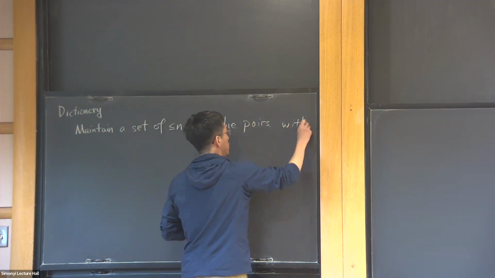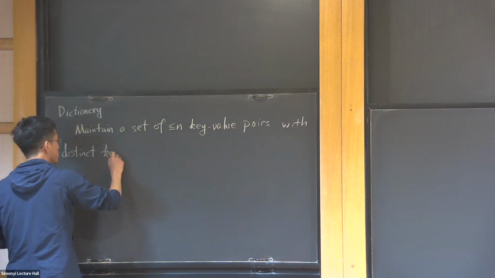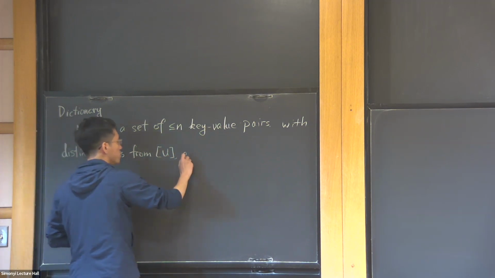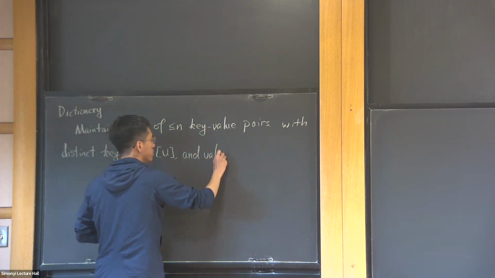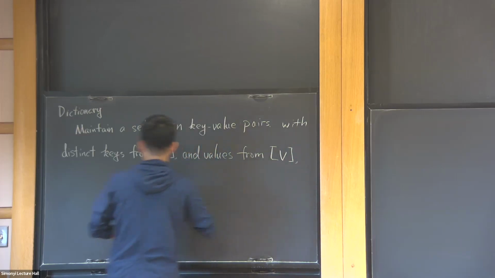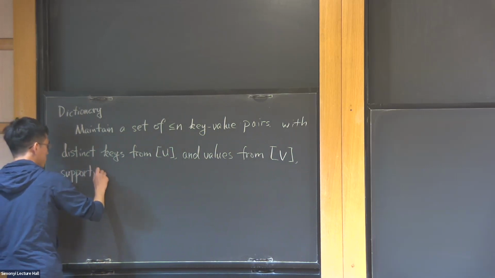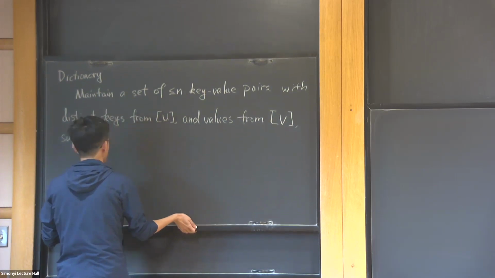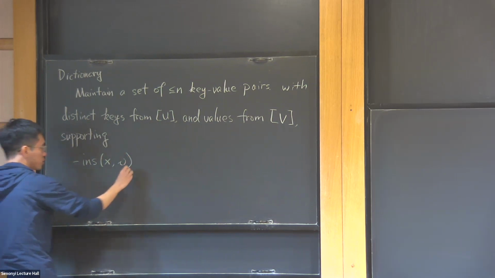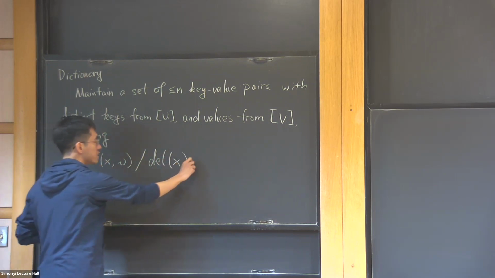from a key space U, and also values from some value space V, and supporting insertions, deletions, and queries. Supporting the following operations: we can insert a pair. We are given a pair, a key and a value, and we're going to insert this pair, or we can be given a key and delete the corresponding pair.